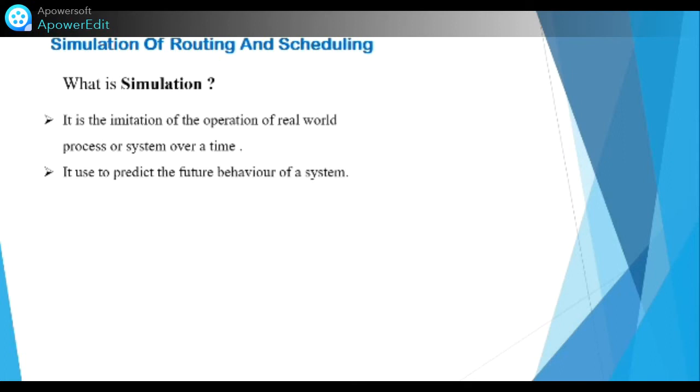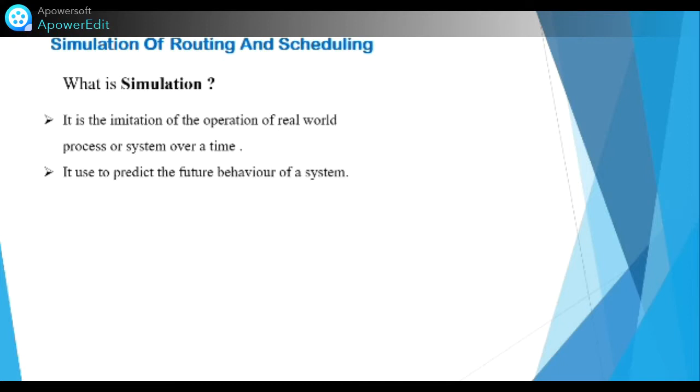Simulation is the imitation of the operation of a real world process or system over time. It is used to predict the future behavior of a system. In an easy way, we can say the simulation is a problem solver. Without performing any real life experiment, with the help of simulation we can easily find out what is the output of that system or operation. So that is our simulation.